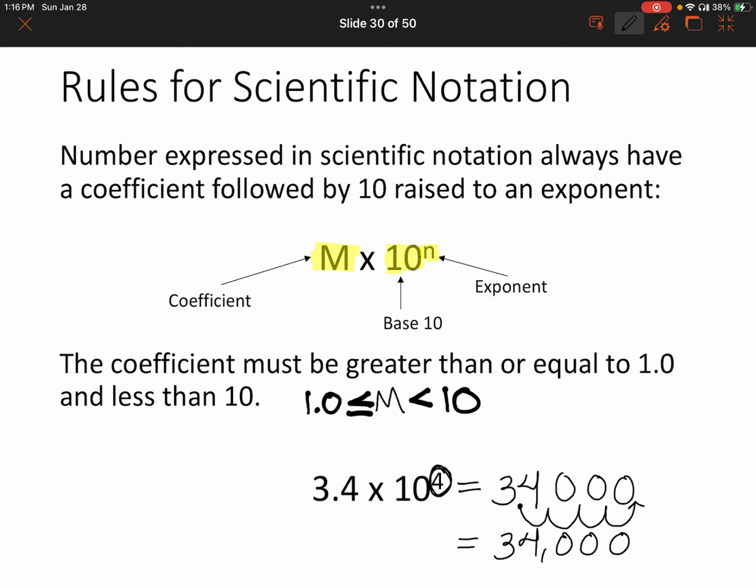Now, later on, we'll also see another use for scientific notation, which has to do with something called significant figures, but we'll get into that in the next video.